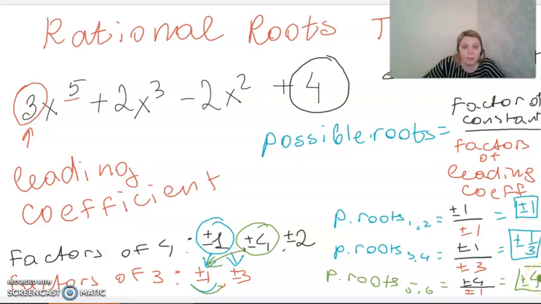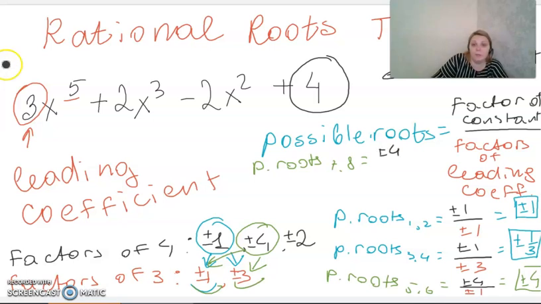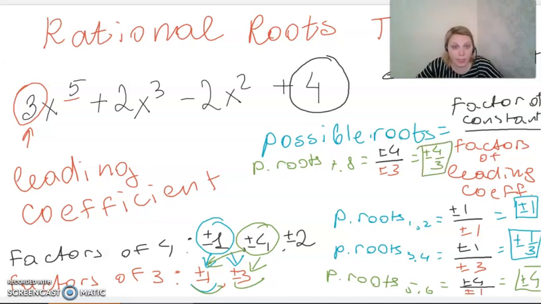And I kind of ran out of space here, so I'm going to migrate over here. So I'm going to have possible roots 7 and 8. And this time I'm going to grab this plus minus 4 and divide it by plus minus 3 this time around. So plus minus 4 divided by plus minus 3 is plus minus 4/3. Okay. Am I done yet?